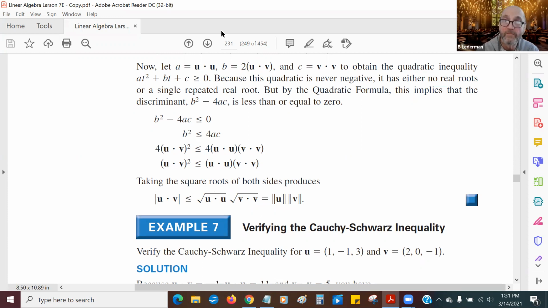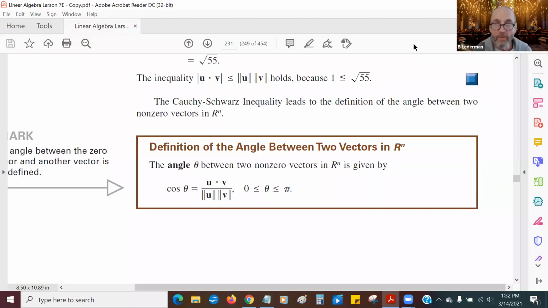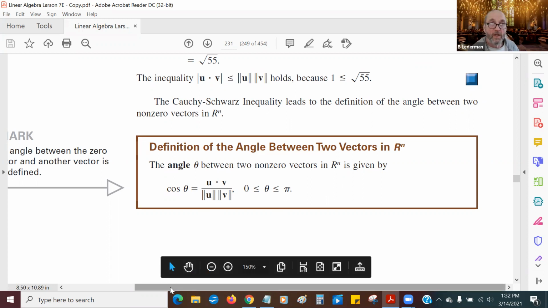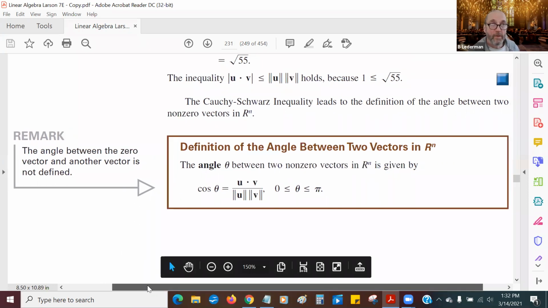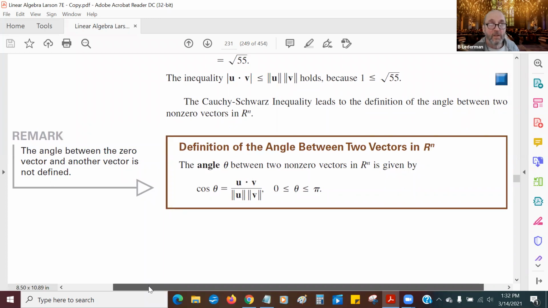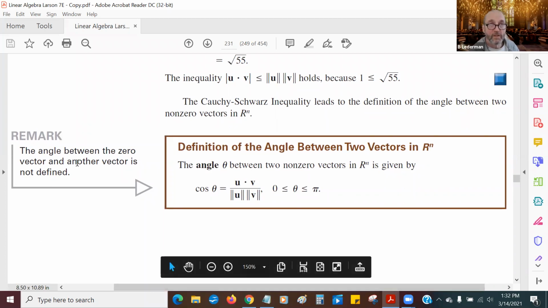Yay, it's fabulous. And now we can finally give a legitimate definition for the angle theta between two non-zero vectors in Rn: cosine theta is equal to u dot v over magnitude u times magnitude v. Theta is restricted between 0 and pi, and we're talking about Rn, not just R2. The angle between the 0 vector and another vector is not defined, so we're only talking about non-zero vectors here.